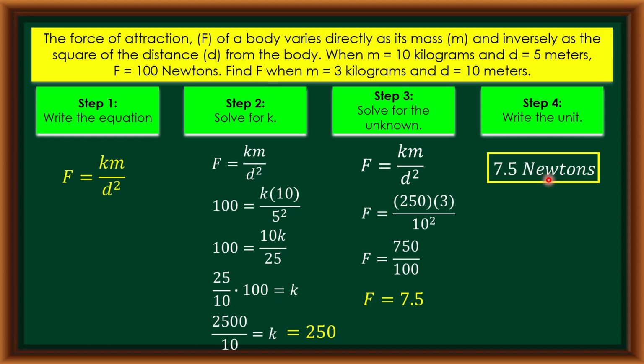So that is how we solve problems involving variation. Remember our first step in which we need to write the equations for the problems. The second step will be solving for the value of K, in which we will use the equation in step 1. The third one is to solve for the unknown, in which we will use the equation in step 1 and substitute the values that we obtained in step 2 together with the values given in our problem. For step 4, we will write the appropriate unit.